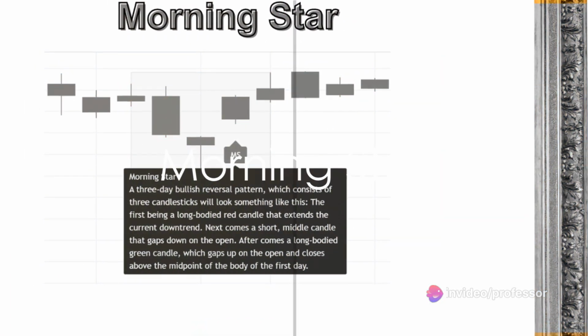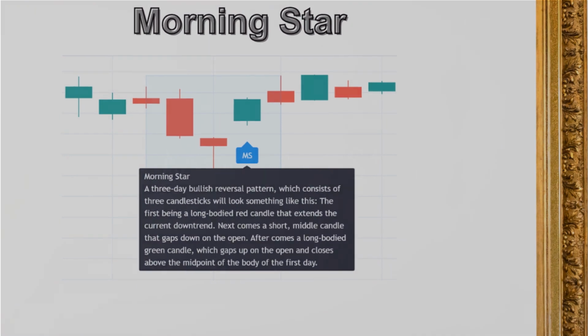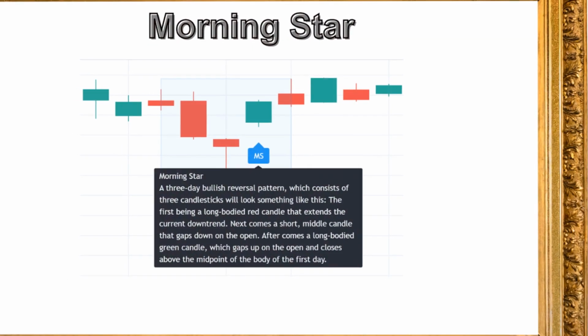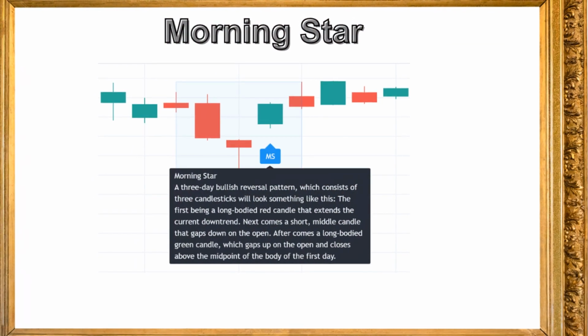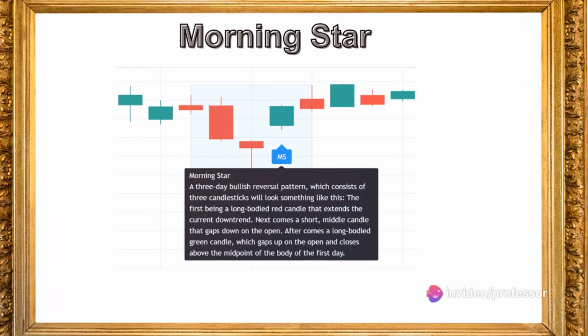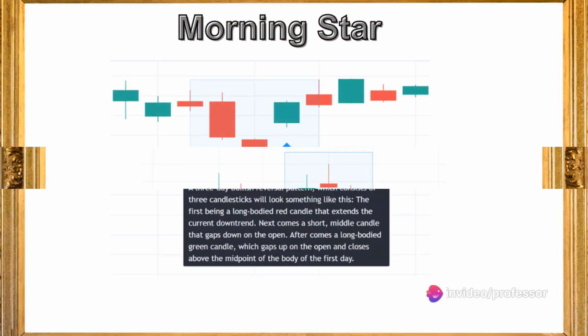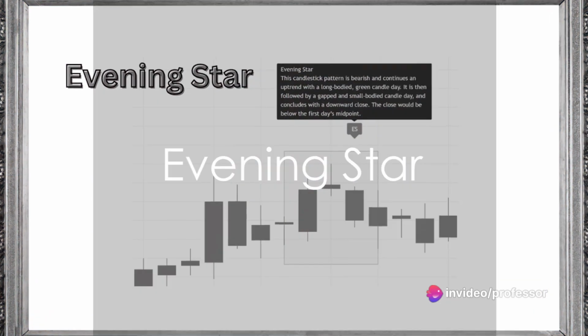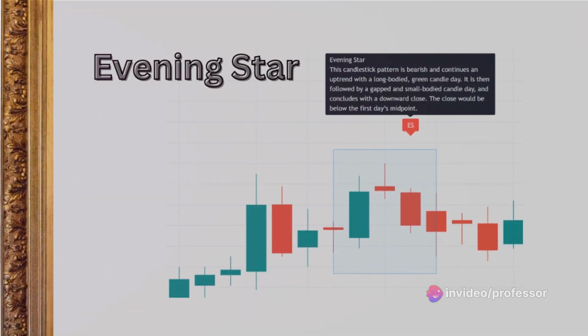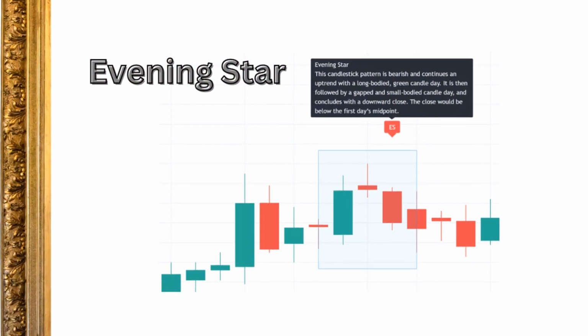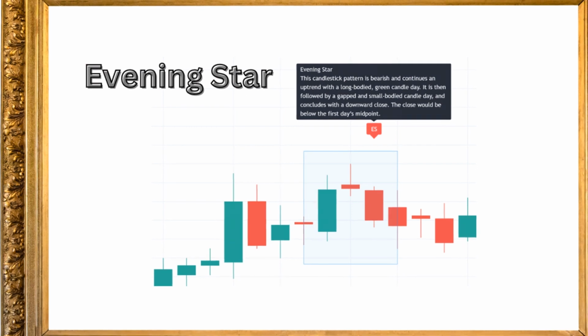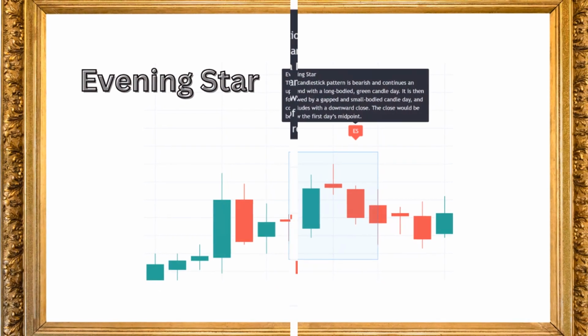4. Morning star. The morning star is a bullish reversal pattern that appears at the bottom of a downtrend. It consists of three candles and signals potential upward momentum. 5. Evening star. The evening star is a bearish reversal pattern that appears at the top of an uptrend. It also consists of three candles and signals potential downward momentum.